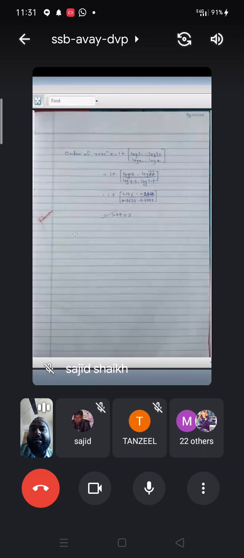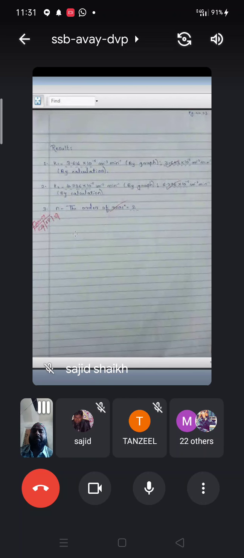Once you have calculated this, you see that the order of reaction is found to be near about 2. And finally you will write the result: k for set 1, k for set 2. From the graph and from the calculation you have to write. Then the order of reaction n is equal to 1.79, which approximately corresponds to 2.